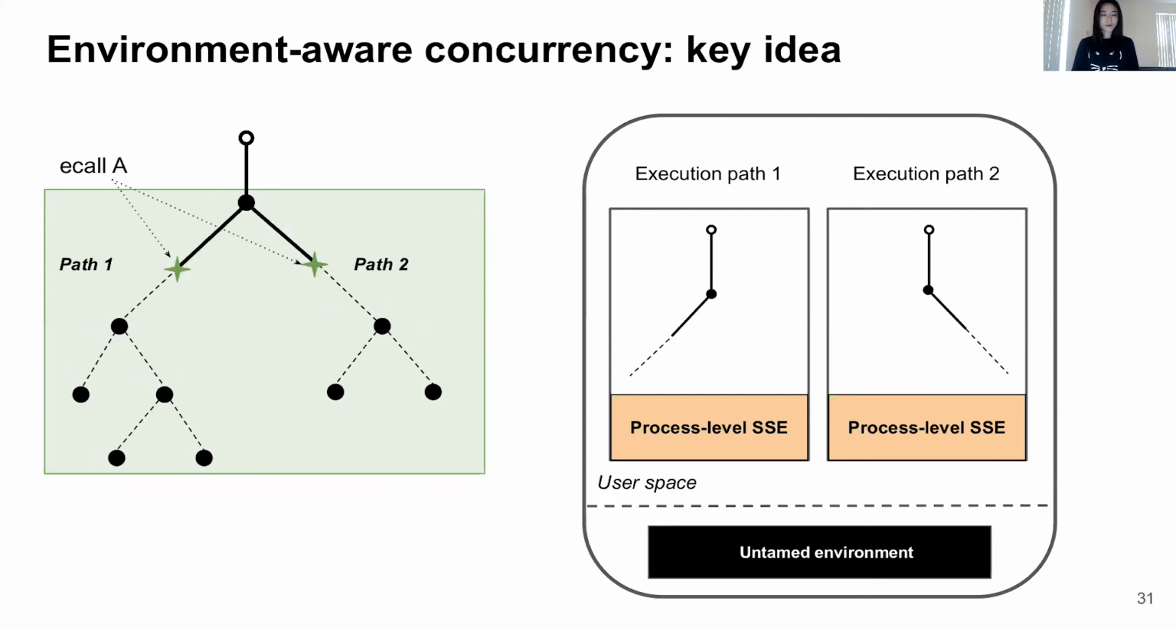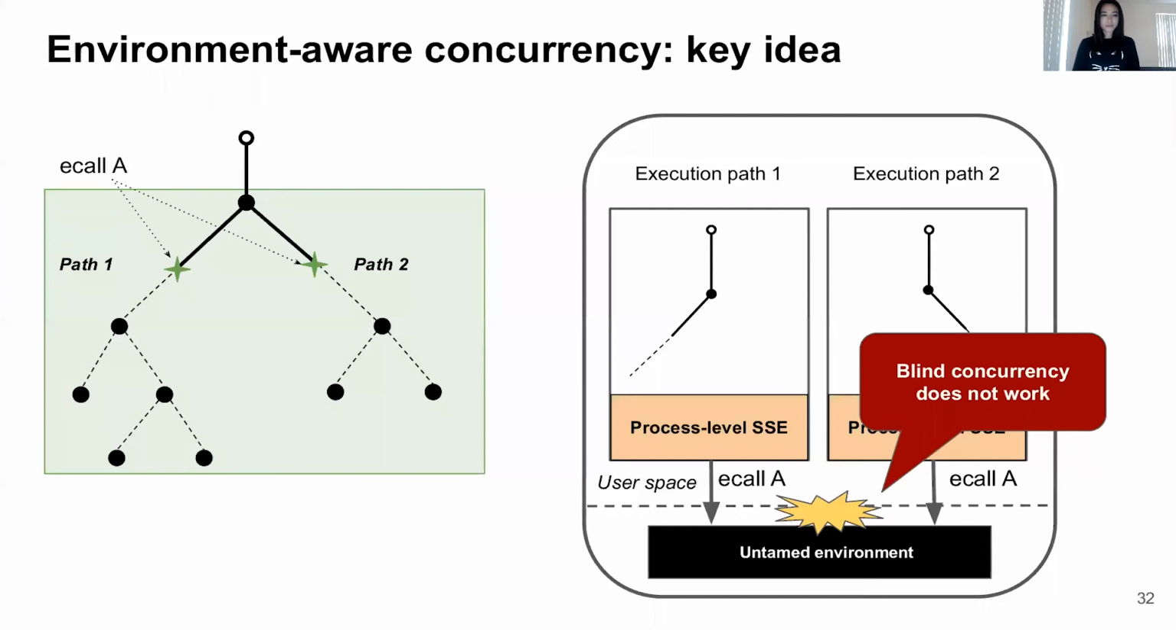As both of them are executing, they want to issue an environment call A, in other words, an eco A, to the environment. However, without expecting multiple concurrent eco A from user space, the environment may see conflicts and return an error. This is because both of the processes are using the same real environment, so blind concurrency does not work.